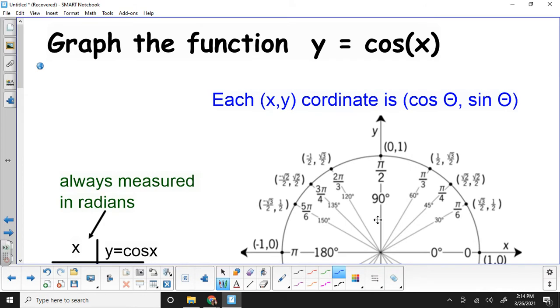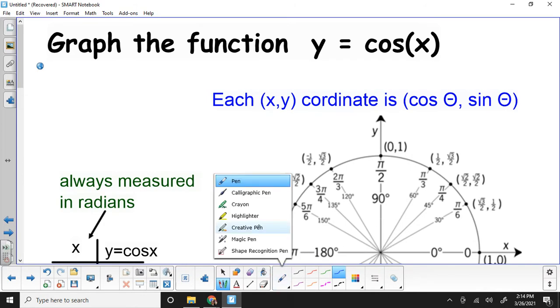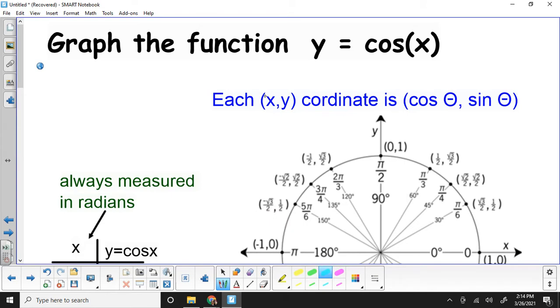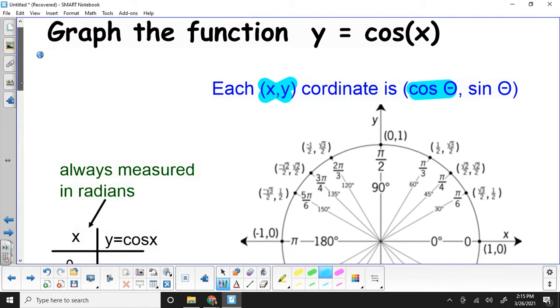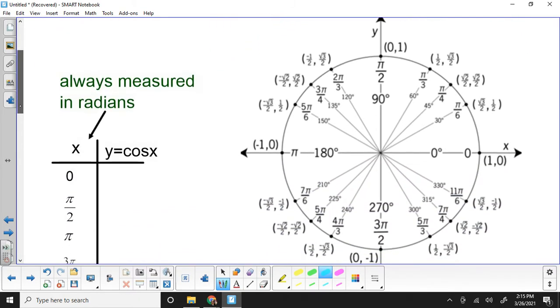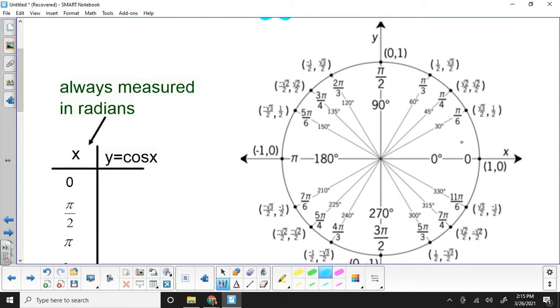First, we're going to talk about the graph of the cosine function. I'd like to remind you that each coordinate (x, y) is associated with a sine or cosine value. X is associated with the cosine of different angle measurements. So in our unit circle, we're going to be focusing in on our x-coordinate around the unit circle.